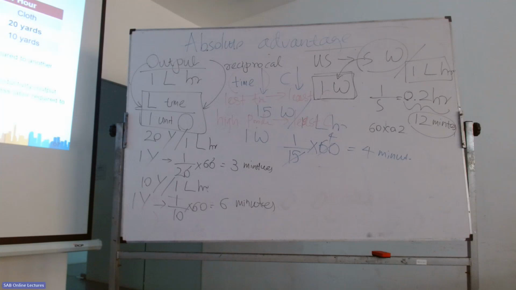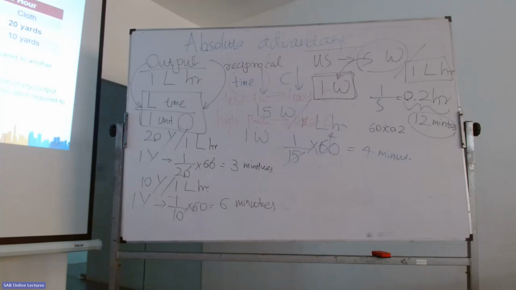Similarly, in cloth production, using 1 hour of labor, the US can produce 20 yards, and the UK can produce 10 yards. So the productivity is the highest in the US. So similarly, the cost is the least in the US.